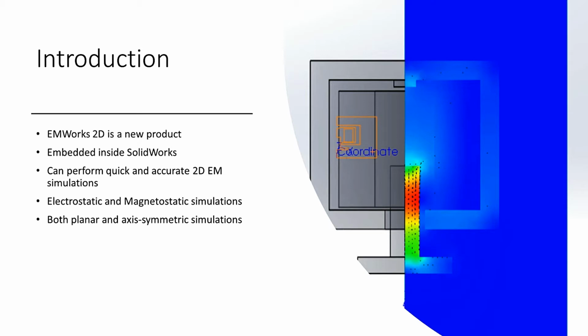EMWorks 2D is a new product released by EMWorks, or Electromagnetic Works. It's a product that is completely embedded inside SOLIDWORKS, and it can perform quick and accurate 2D EM simulations. In the first release of the product, we have both electrostatic and magnetostatic simulations. Both planar geometries as well as axisymmetric 2D geometries can be simulated using EMWorks 2D. In the next slide, we'll take a look at the motivation for using such a product.